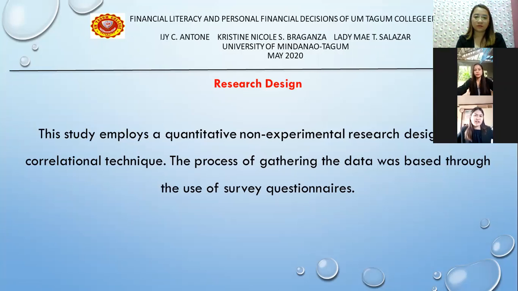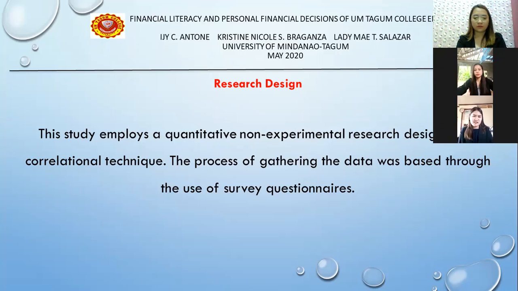So for the research design, it is about how you gather the data and what you focus on in your study, to determine the relation by determining this data, so that you can determine the relationship of financial literacy and personal financial decisions of UMTC employees.